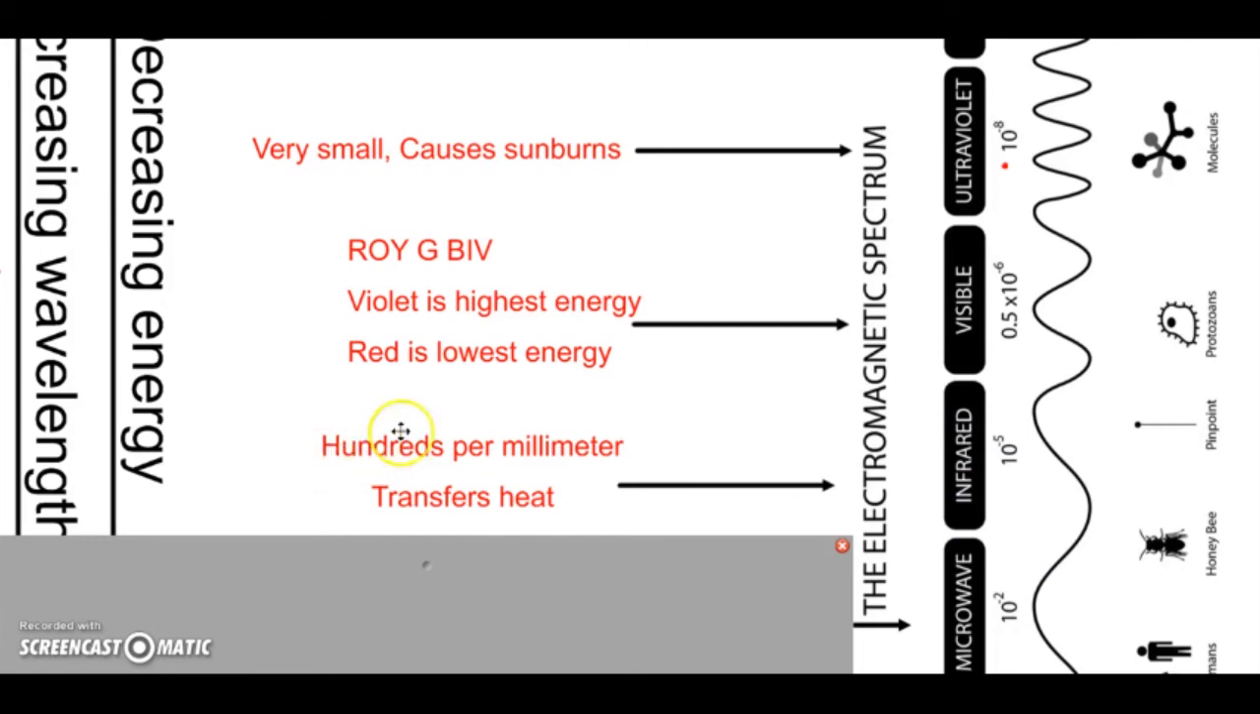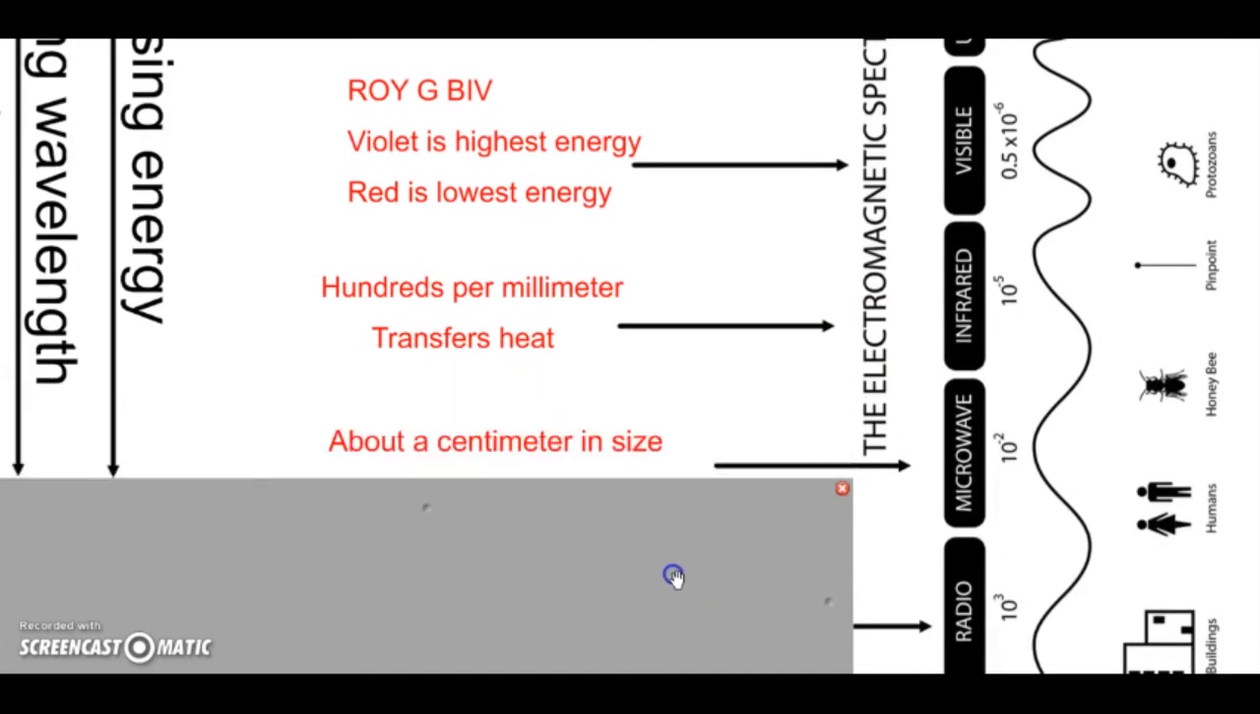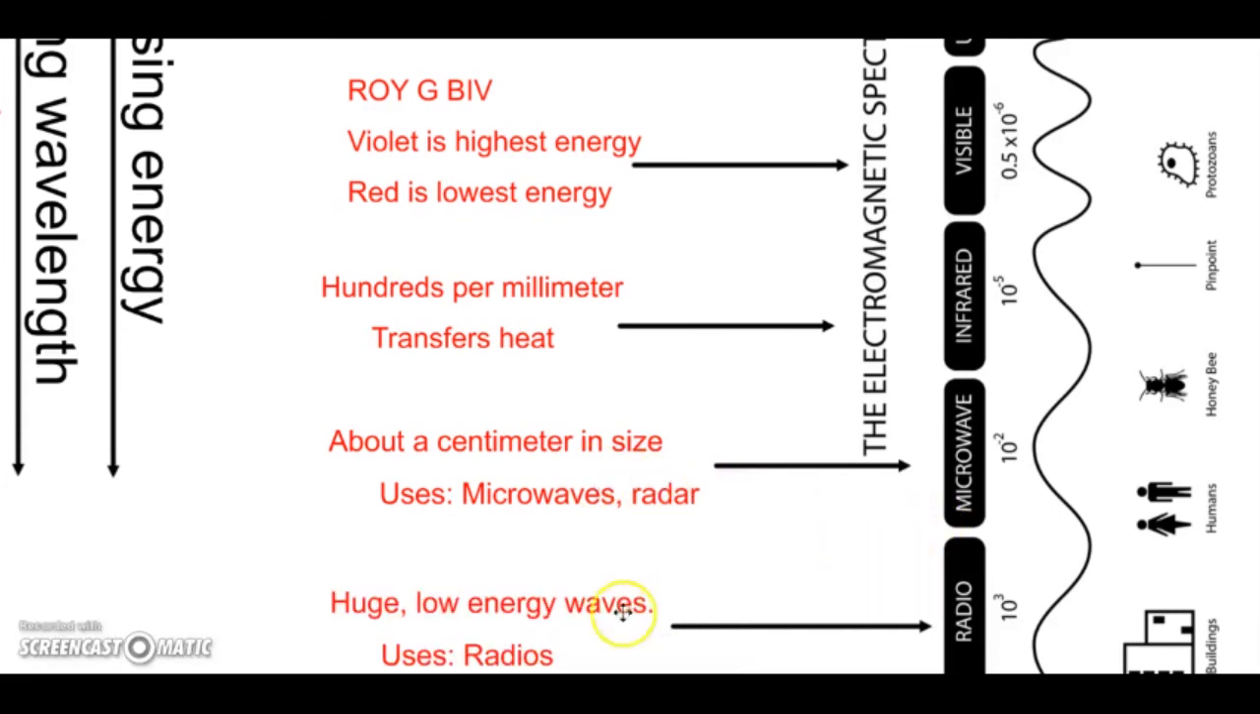And there are hundreds of these per millimeter, so they're pretty small, but not as small as these things that are small as atoms up here. So we're getting bigger and we're getting weaker. Up next are microwaves, which are about a centimeter in size. Of course, they're used for microwaves, but also they can be used for radar, and satellites use them a lot. Lastly, radio waves. They're huge, low energy waves that are used for radios.